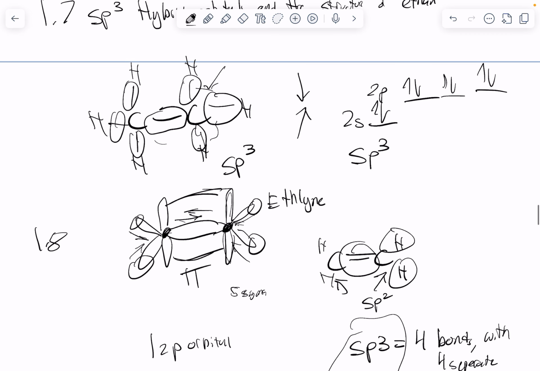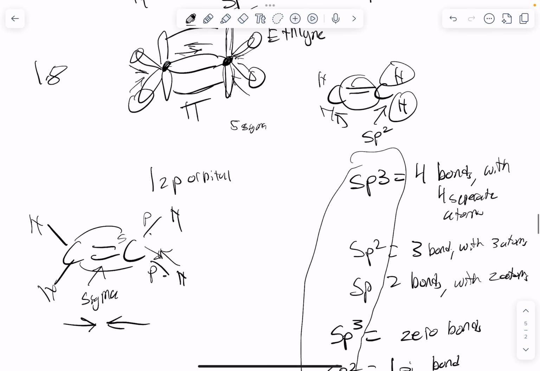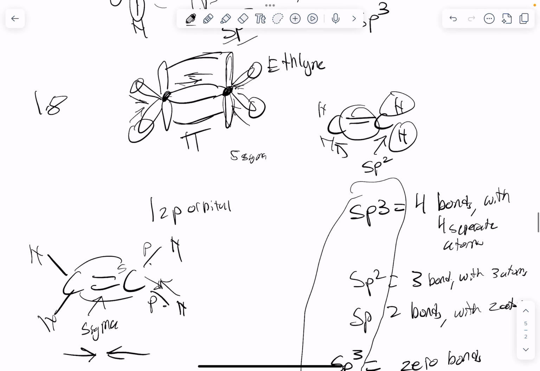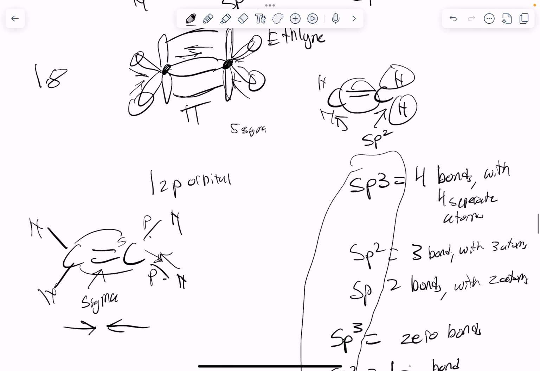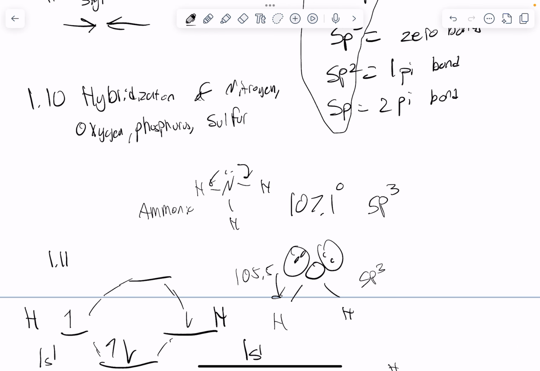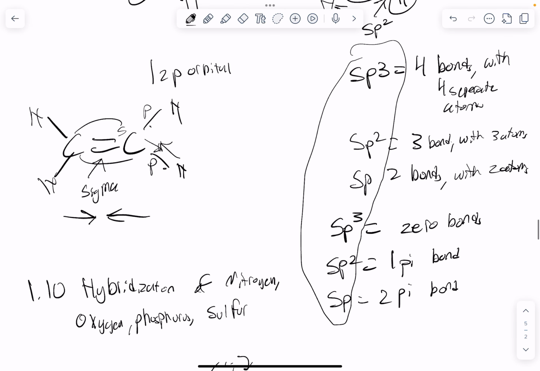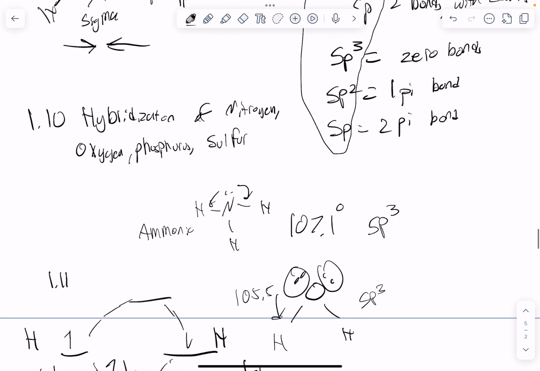So if it's bonded to 4 separate atoms, it has sp3 hybridization, and all that's saying is that the s orbital and all 3 of the p orbitals are full. Ethylene has an sp2 rule of thumb. It's bonded to 3 separate atoms, 2 hydrogens and 1 oxygen. It has sp2 hybridization based on its bond angle. And if a carbon is only bonded to 2 atoms in total, it's sp, and it will have 2 pi bonds. This is the cheat sheet that I like to use on tests, and that helps me a lot.